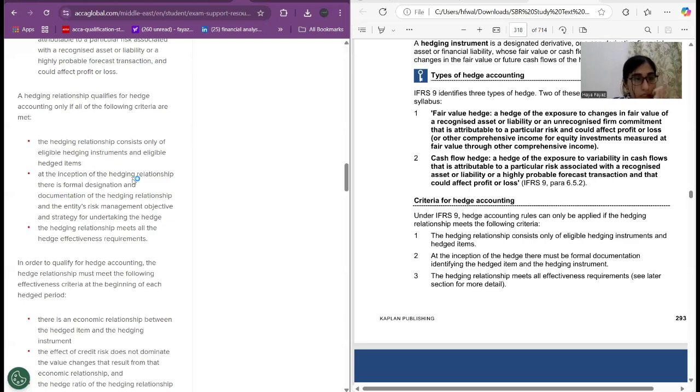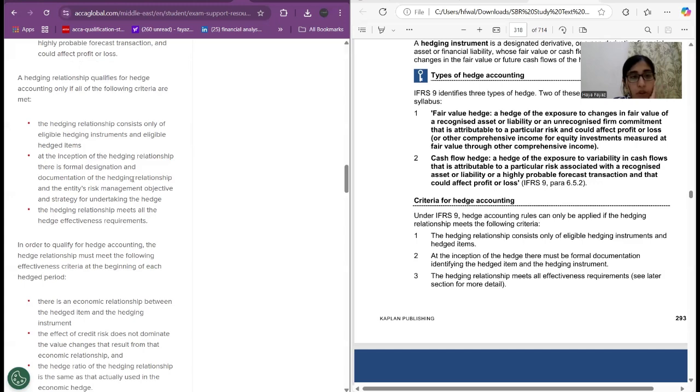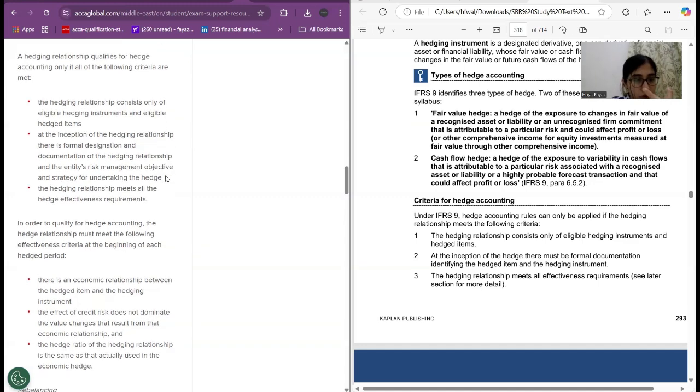Then at the inception of the hedging relationship, there is formal designation and documentation. Whatever wording is used, it will be mentioned that the company has the formal designation and documentation confirming this relationship and confirming the use of the derivative contract. That is another word that will help you identify that this qualifies for hedge accounting for sure, that the question is definitely surrounding hedge accounting. And the hedging relationship meets all the hedge effectiveness criteria that we'll discuss further.